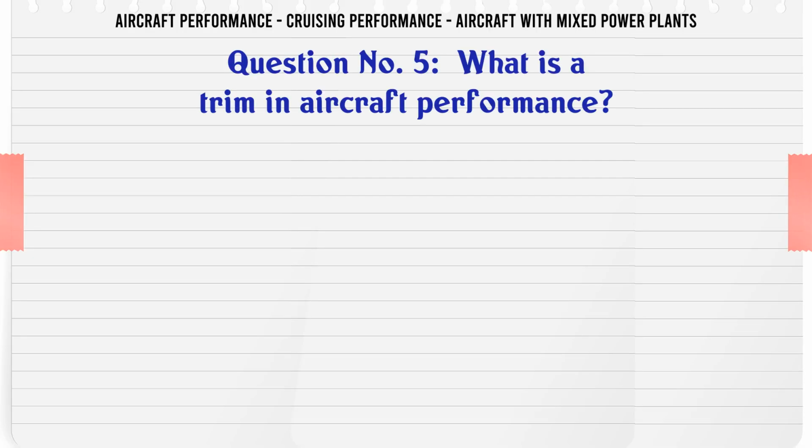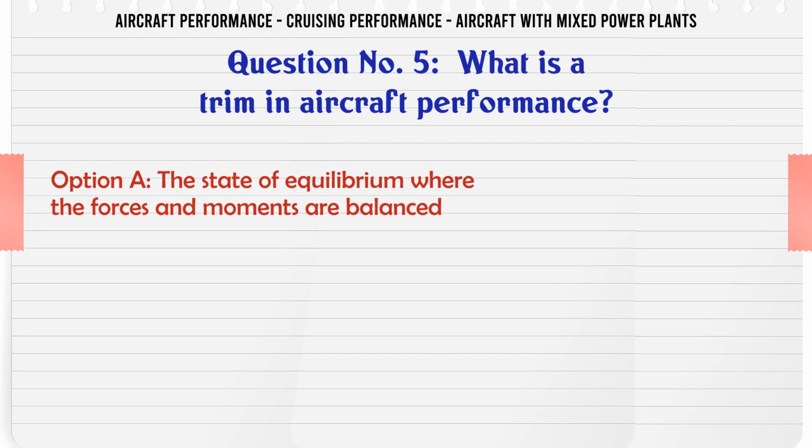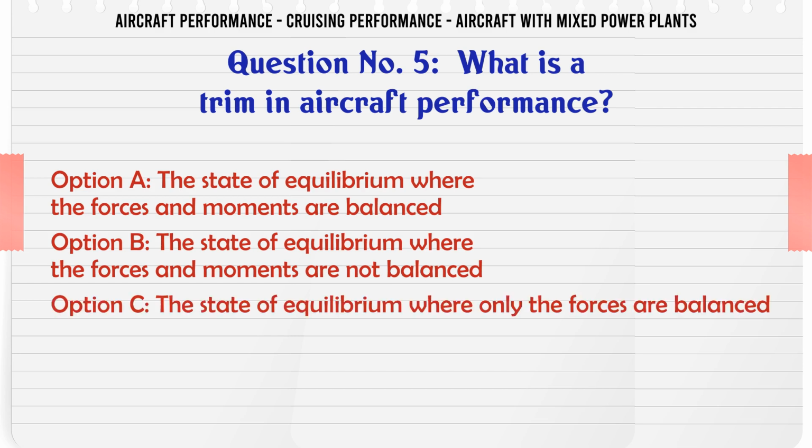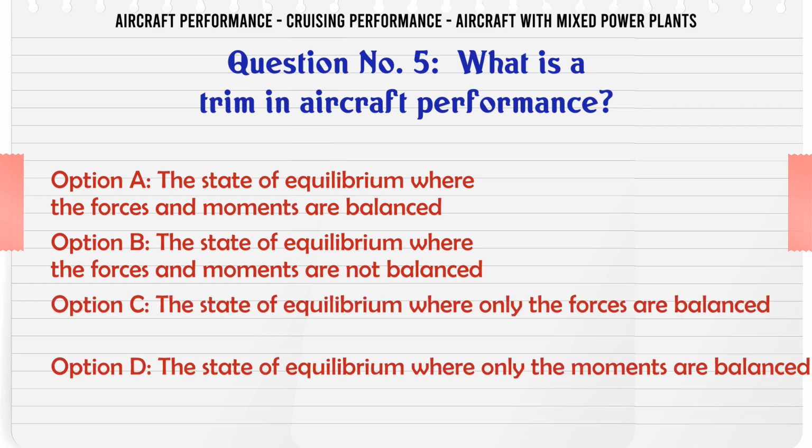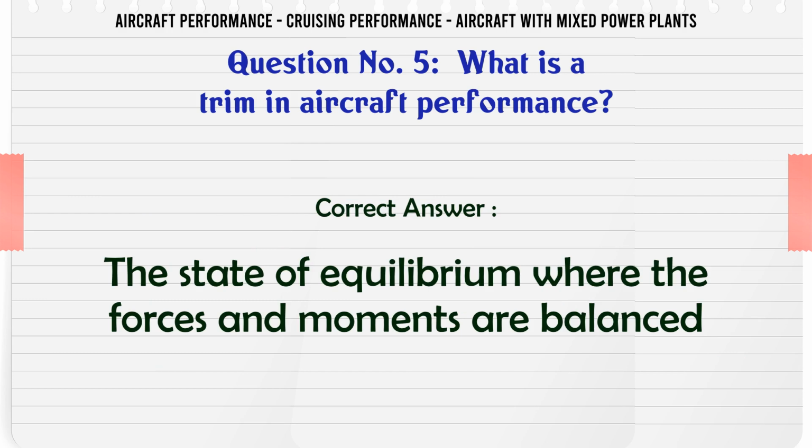What is a trim in aircraft performance? A. The state of equilibrium where the forces and moments are balanced. B. The state of equilibrium where the forces and moments are not balanced. C. The state of equilibrium where only the forces are balanced. D. The state of equilibrium where only the moments are balanced. The correct answer is the state of equilibrium where the forces and moments are balanced.